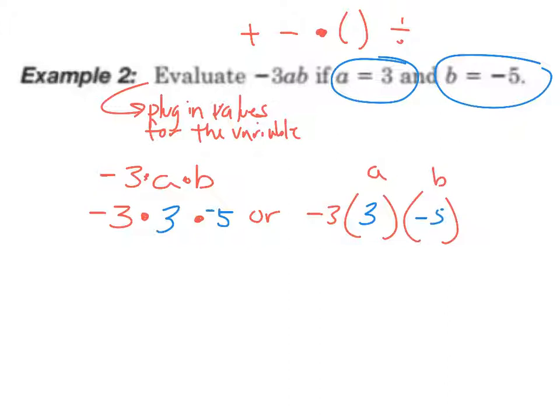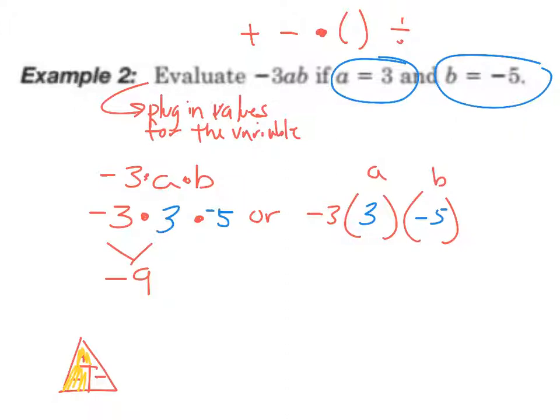And now I can just do multiplication using order of operations. Multiplication can be done in any order, but I'll just work from left to right. So I have negative 3 times 3. Because that's a negative and a positive, if I use my triangle, I have a negative and a positive, so I'm going to be left with a negative. So I know it's going to be a negative, and 3 times 3 is 9.